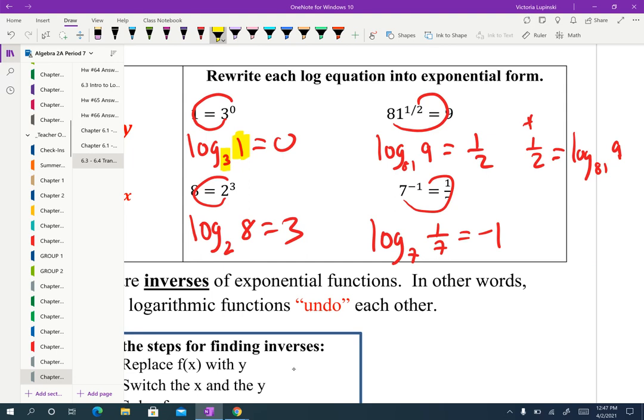Directly underneath, 2 to the what gives you 8? That would be the power of 3. 81 to what power gives you a 9? Well, that would be the square root, which is a 1/2 power. And 7 to a -1 exponent gives you 1/7, because negative exponents become positive by moving them to the denominator. So again, these should all be true statements as well, although you're probably not as good yet at knowing when they are or are not true.